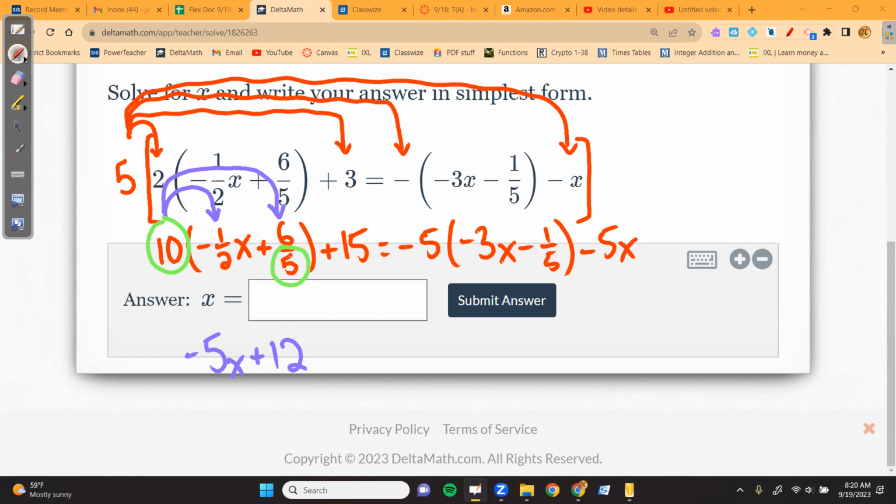But this is where this plan to me takes maybe a bit of a nasty turn. I also now, well, no, never mind. I take that back. Let's keep going. So we copy down the plus 15. Let's do our second distribution right here. Follow the first purple arrow. What's -5 times -3x? Positive 15x.